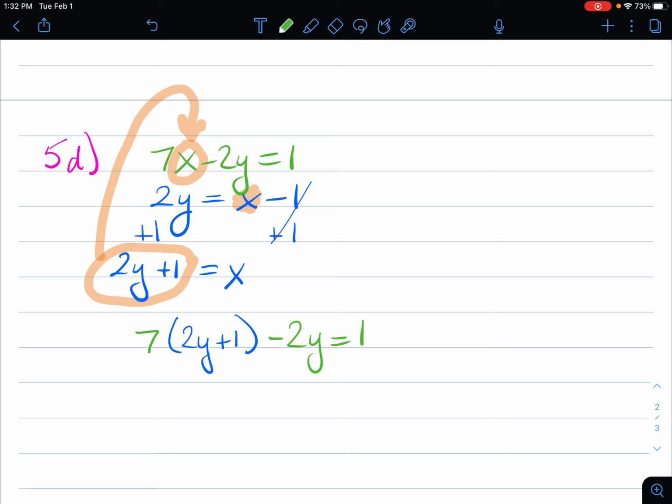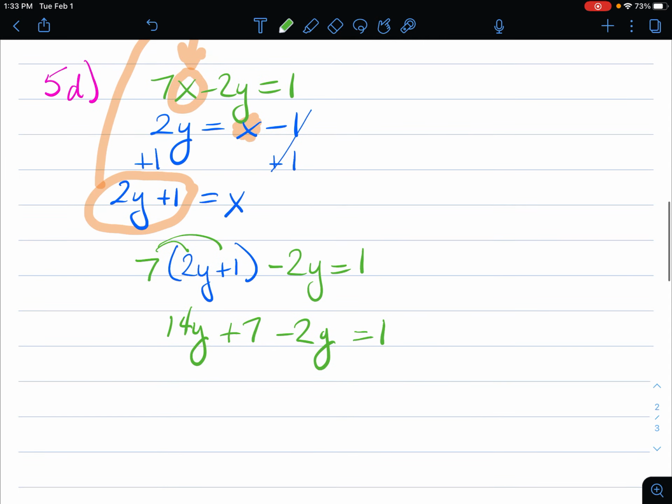And now I'm back where I was in the other problem, is I just need to clean up the left side. So I can see I can distribute the 7. 7 times 2y is 14y, and 7 times 1 is 7. And I just bring that minus 2y equals 1 along. I see I can combine like terms on the left side. And so I get 12y plus 7 equals 1.